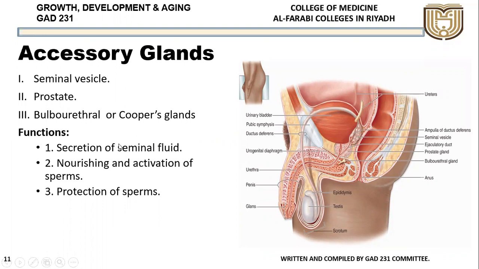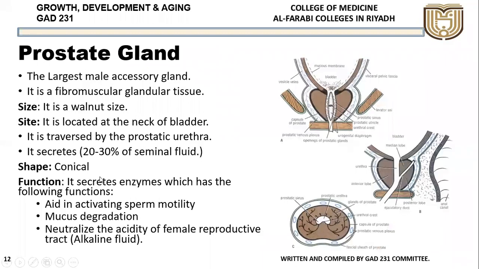Then what is the function of this seminal fluid? It will nourish and activate the sperms. So this fluid will help ensure that the sperms are well nourished, as well as becoming active after nourishment. The third is that it helps in the protection of the sperms. Because they are floating within this fluid, they are protected from any kind of damage. So these are three important functions: one is secretion of the seminal fluid, second nourishing and activation of the sperms, and the third is the protection of the sperms.